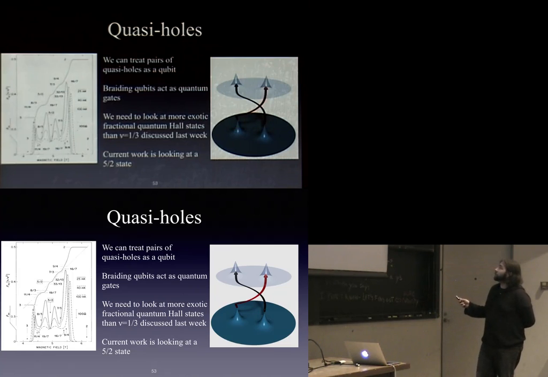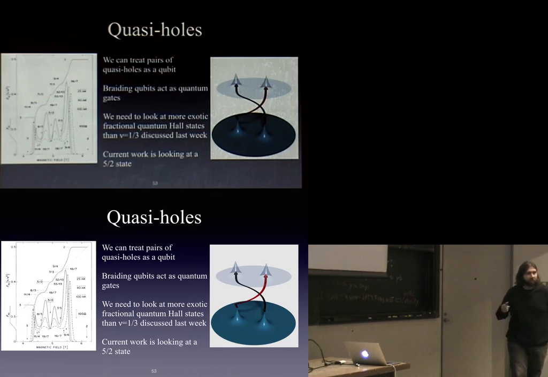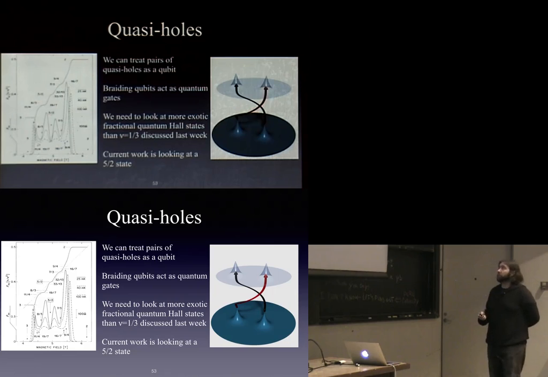If I have two quasi-holes, right? So here, this is some picture of some fractional quantum Hall plateau. In particular, there's this very funny plateau with five halves. That's the state that people actually are interested in using to build a quantum computer. The idea is that, unlike in the electron case, where we said each electron was a qubit, well, it doesn't quite work for quasi-holes. What you do is you say a pair of quasi-holes can act as one qubit.